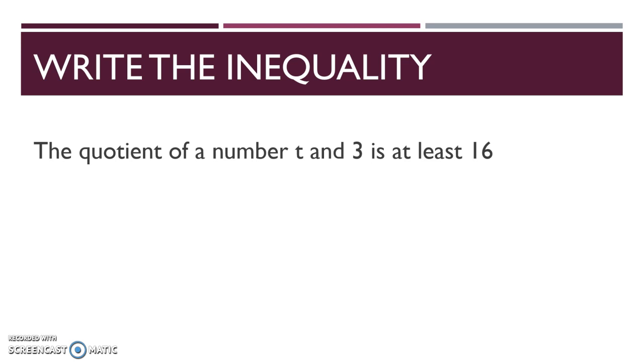So I'm going to go ahead and start with finding the phrase that is the inequality. Here that's the phrase at least. I'm going to underline at least, and that is the actual greater than or equal to inequality sign. And then we have this word quotient, which is division. So here we want the quotient of a number t and 3. So we're going to write t divided by 3 is at least, so greater than or equal to 16. And that's our answer for this problem. t over 3 is greater than or equal to 16.